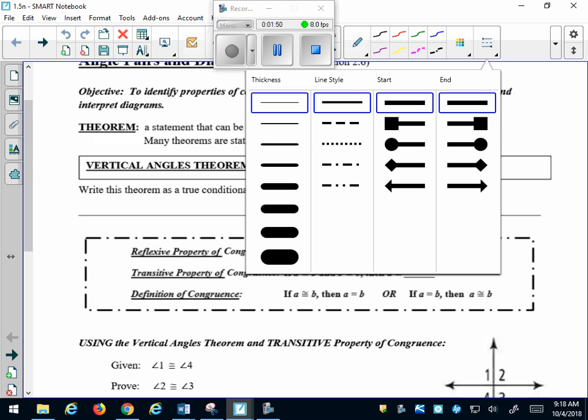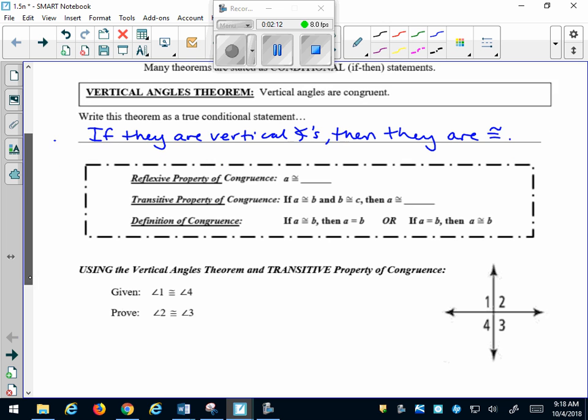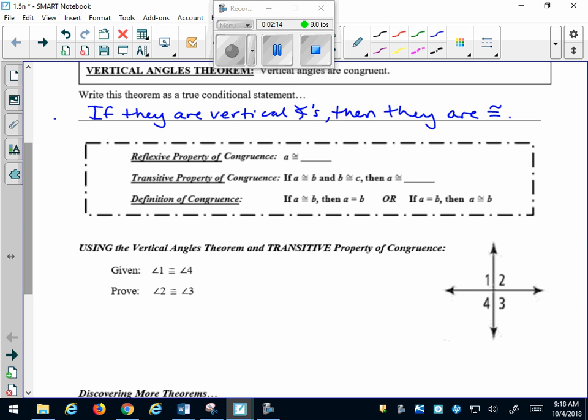Okay, so we would use "they" because it's always two angles. So if they are vertical angles, then they are congruent. So that theorem can be stated as a conditional, or it doesn't have to be. You could just say vertical angles are congruent.